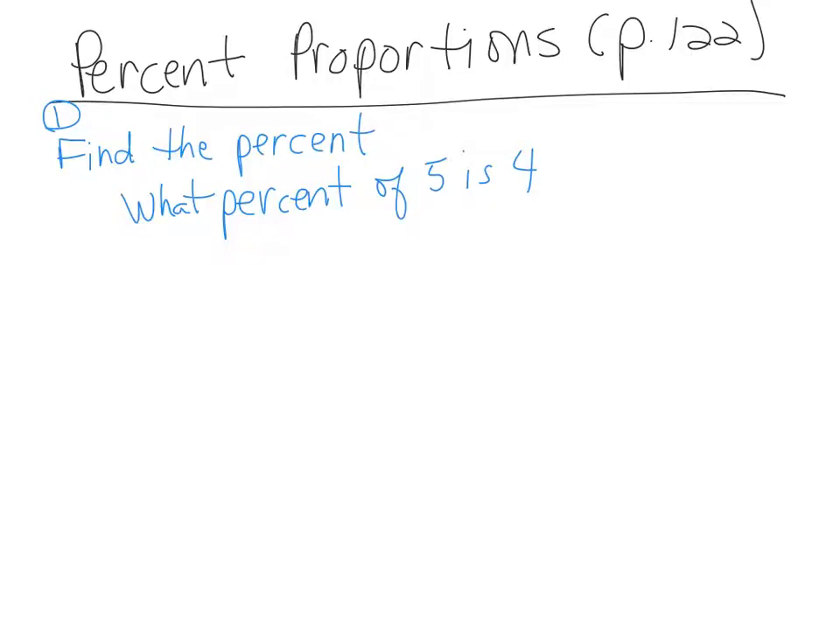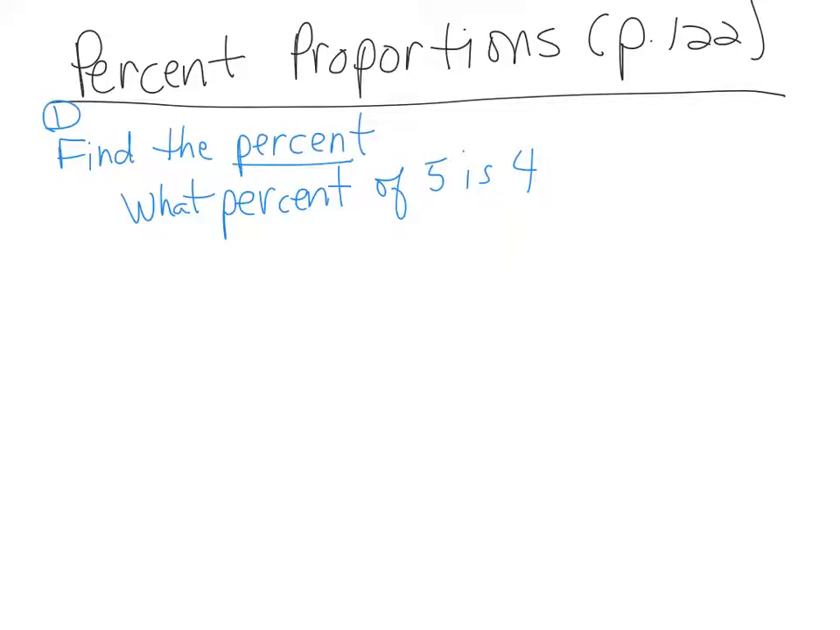And on page 122 in your book is really an important chart, and I want you to look at it, because it's kind of tricky, but not too if you really dissect this. Percent proportions are two equal ratios or two equal fractions, but one of the fractions is a percent. And part of that is there are three different types. So you can find the percent.